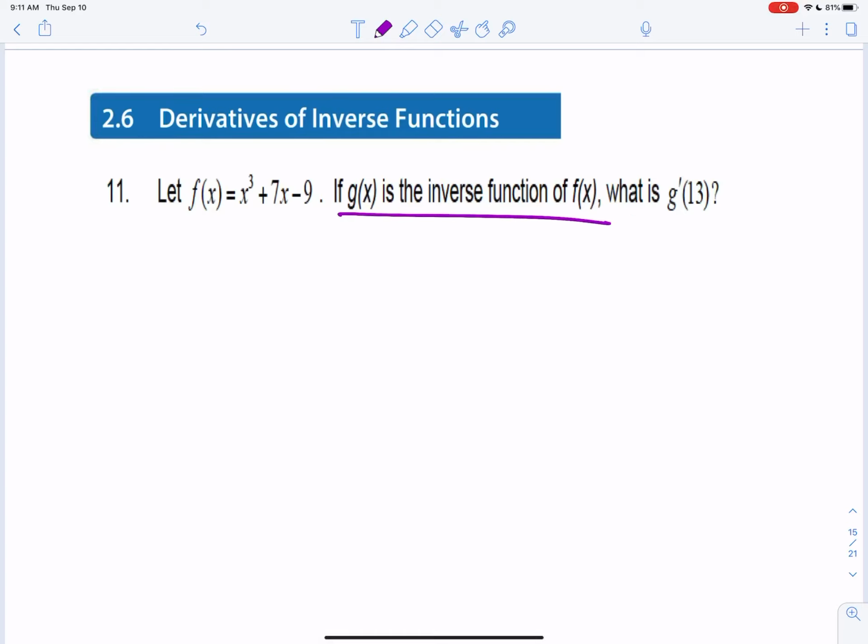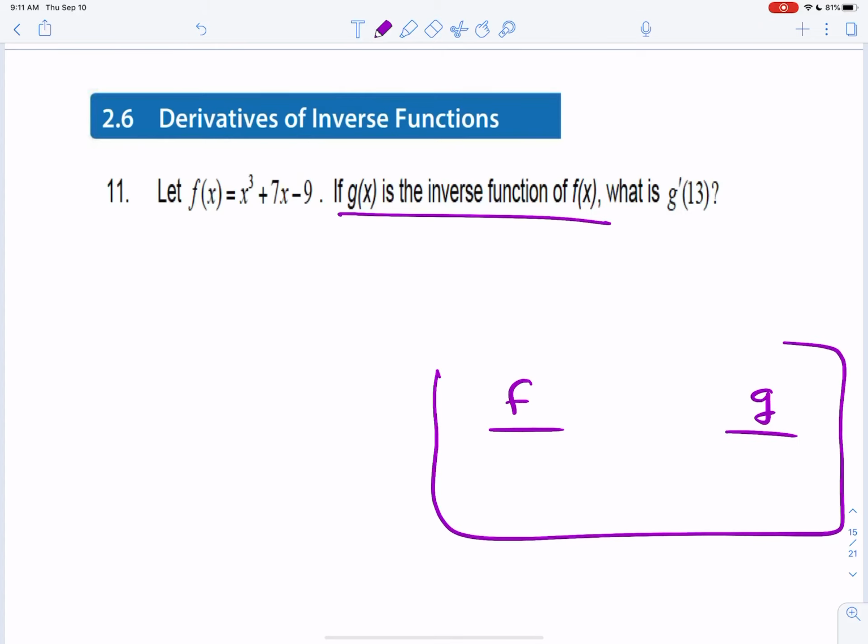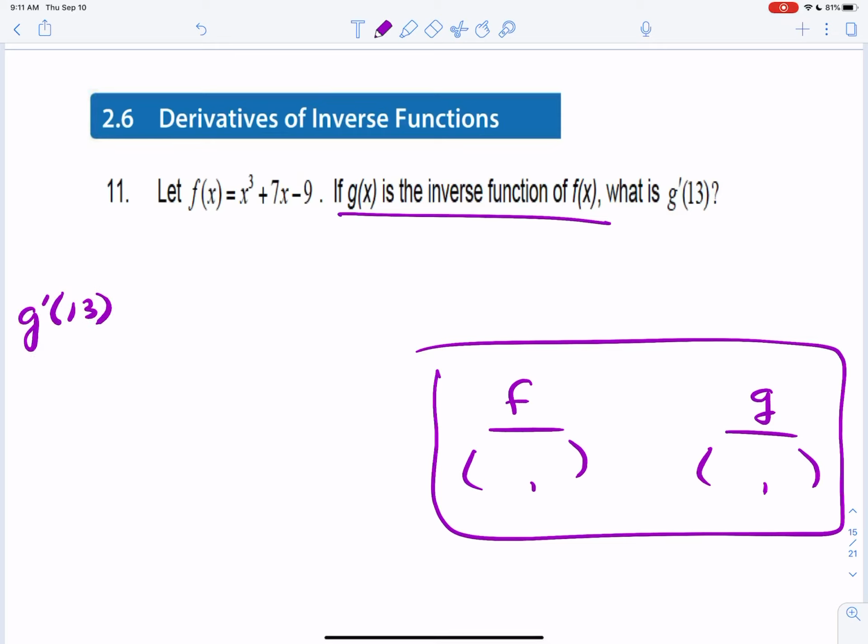Okay, g is the inverse of f, so right away I'm making my table. 2 empty points. They're asking for g prime of 13. 13 is going to be the x-coordinate of g, but also the y-coordinate of f. So I need to figure out an x value that will give me 13 here.